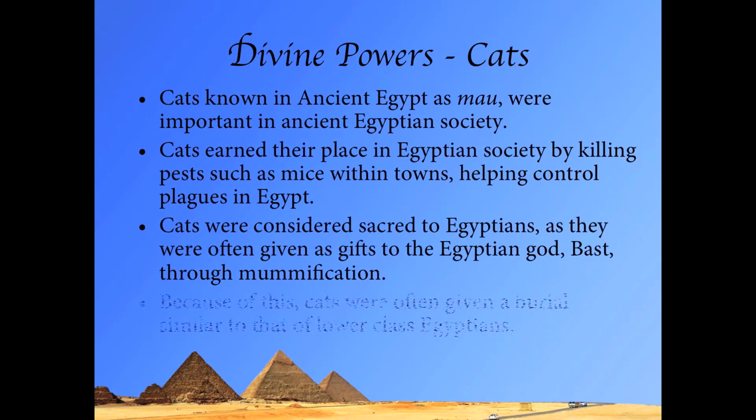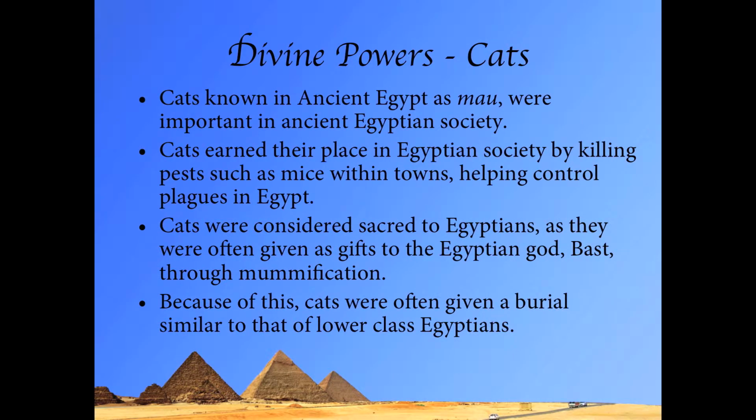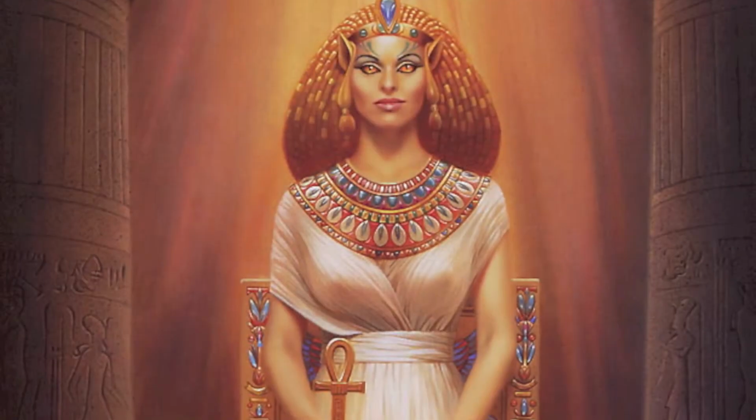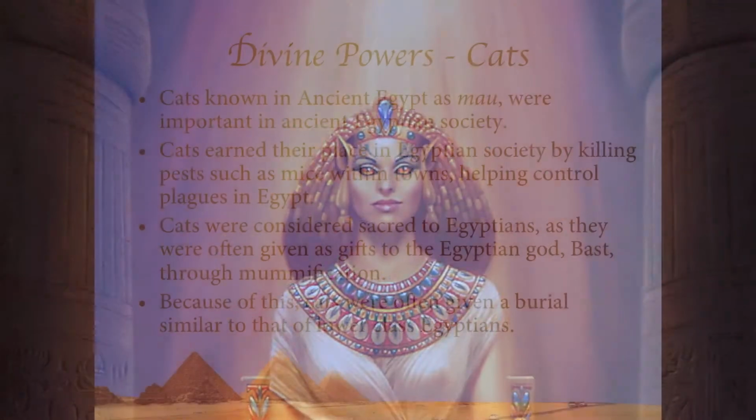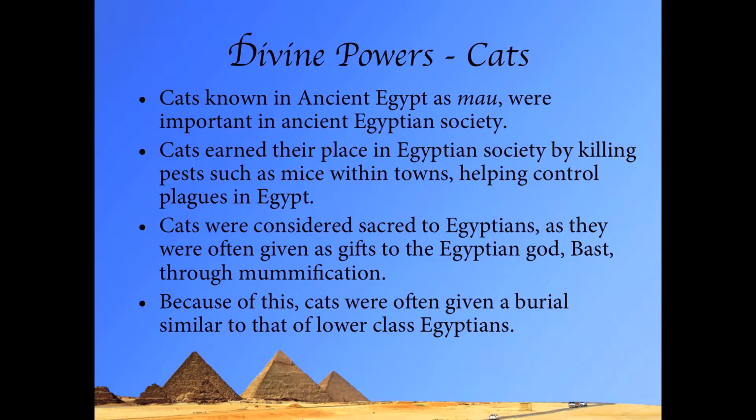Since we're talking about death and the afterlife, we figured we'd talk about a divine power within the ancient Egyptian religion. This divine power was cats. Cats played a key role as gifts to the feline goddess of the sun and the moon, Bast. They also killed pests in Egypt, and as a result controlled plagues. A cat's role as a sacrifice and exterminator gave cats as many rights as a lower-class Egyptian. As a matter of fact, they were often buried through the process of mummification.